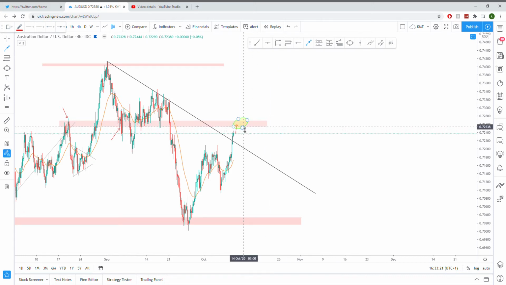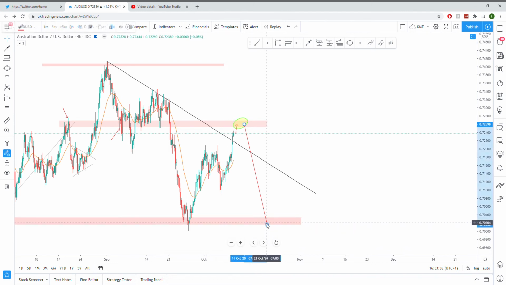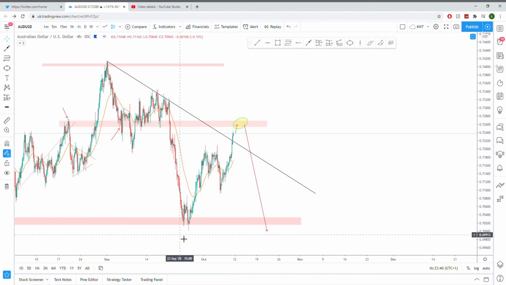But again, I will be seeing if price can make a push to the downside after we get those orders in, and I will be looking to take out this low again, so around 0.7 flat, if we can take this level out, so roughly around here. And it will be good if we can take this low out as well.